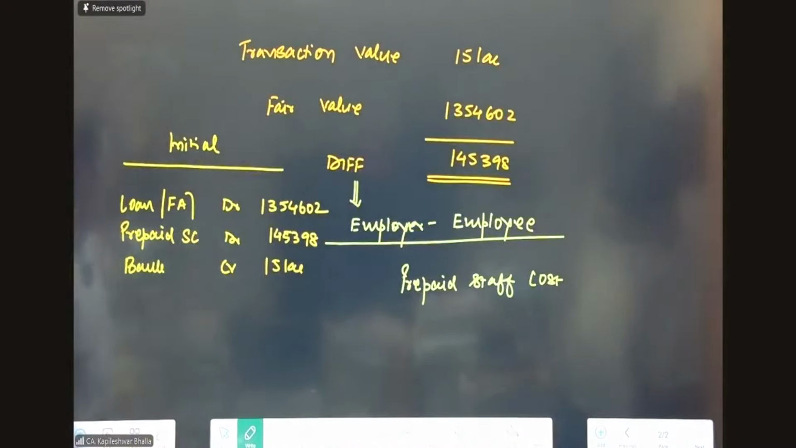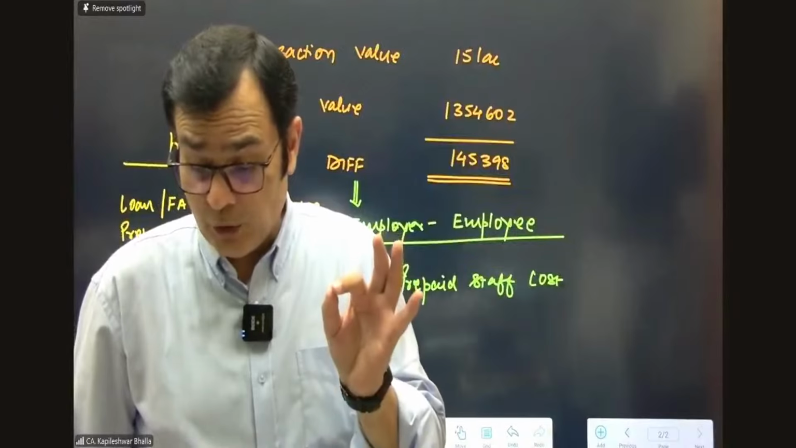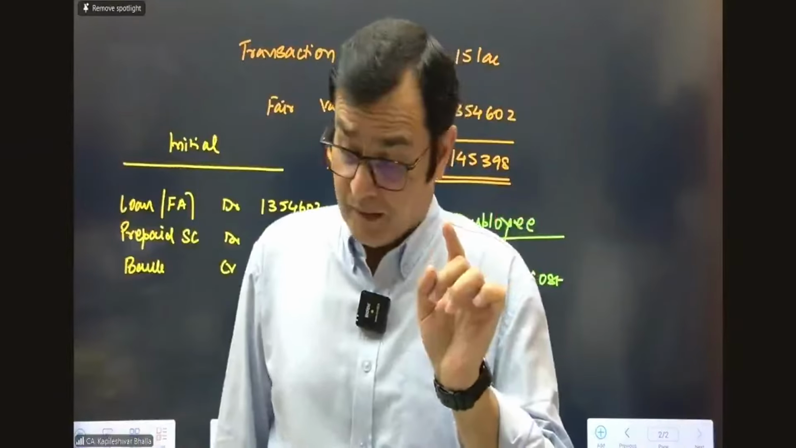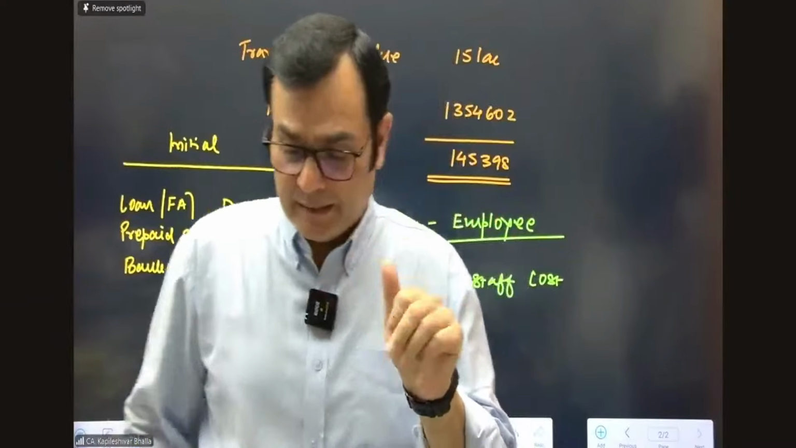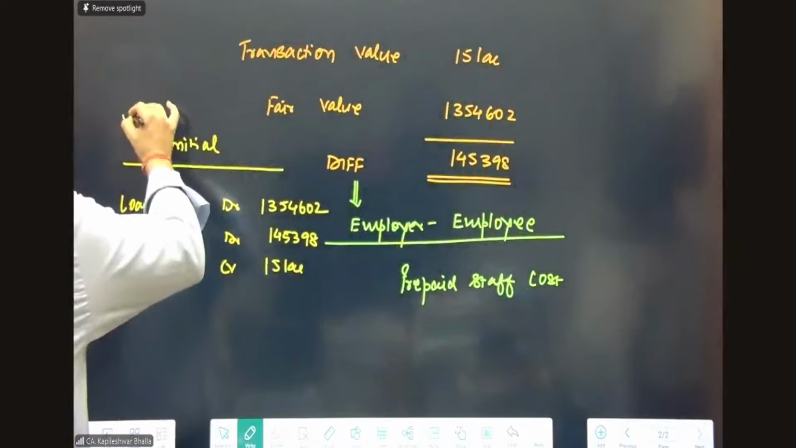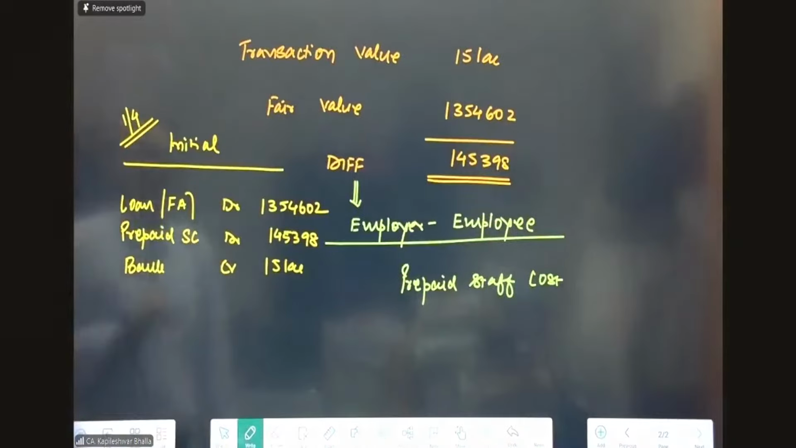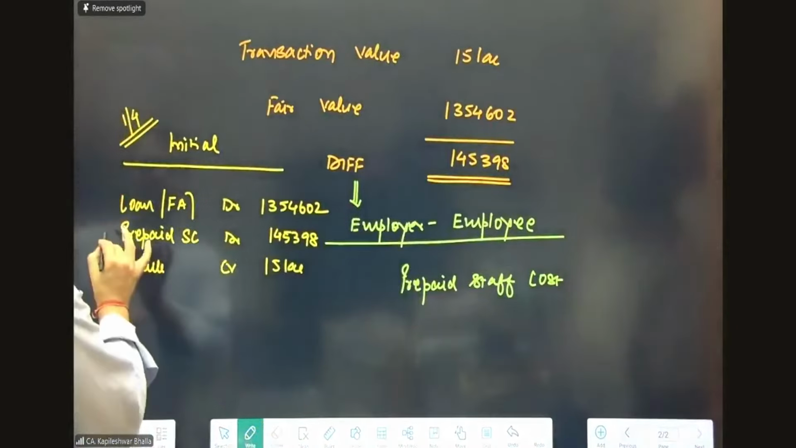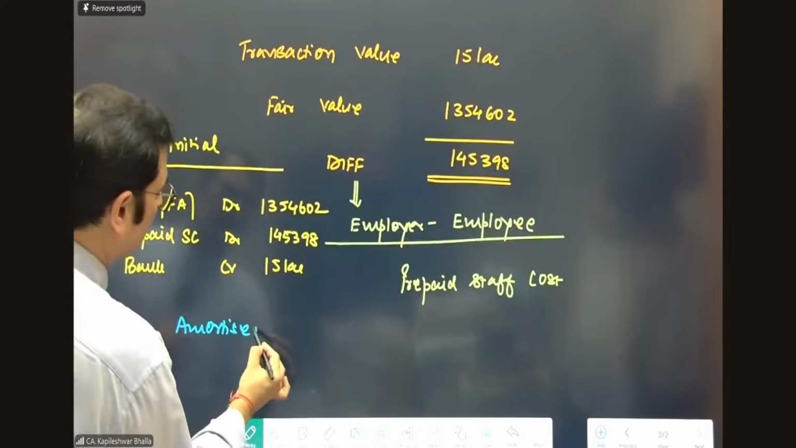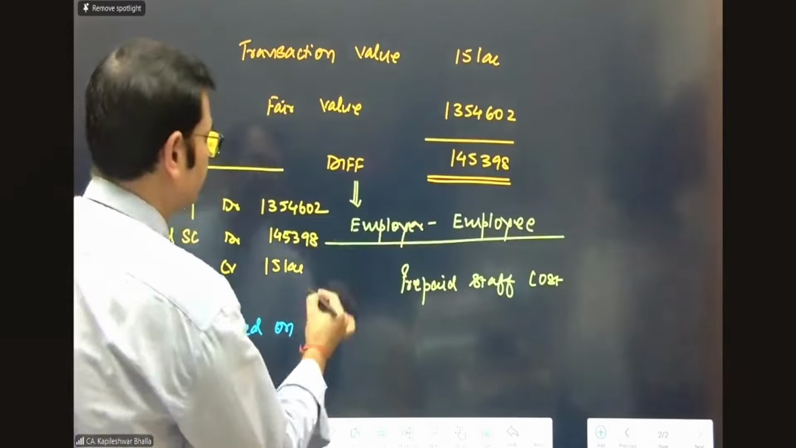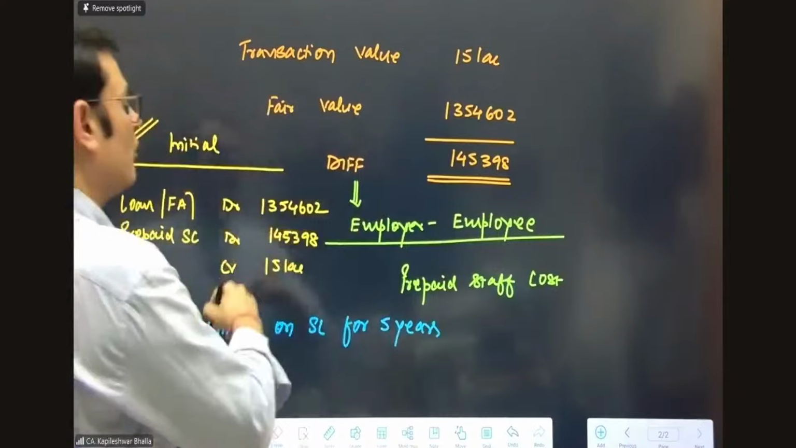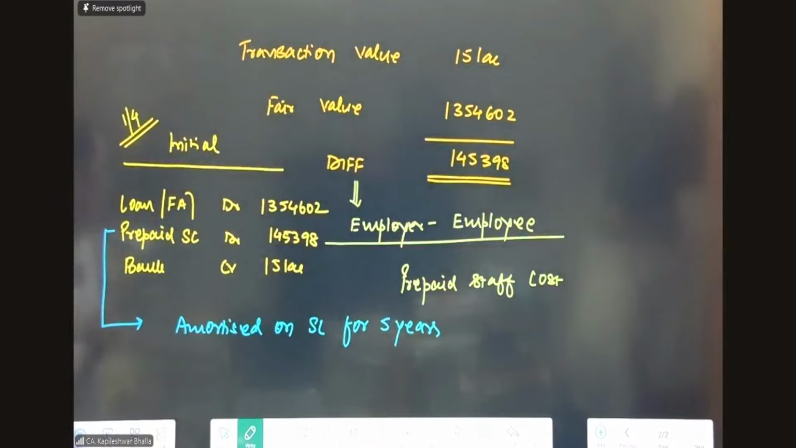The question is also very clearly asking us, it says, you are required to show how the loan would appear in the balance sheet on March X1. Now, this is not on March X1. This is the entry which is done at the beginning of the year, that is on 1st April. And worth making a mention, this prepaid staff cost is going to be amortized on a straight line basis for a period of 5 years. That's how the accounting will be done.